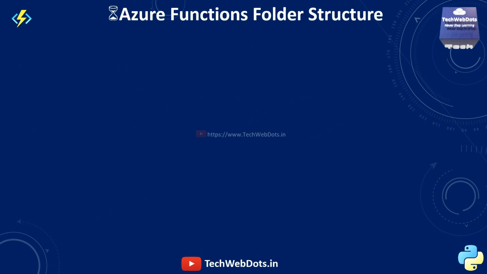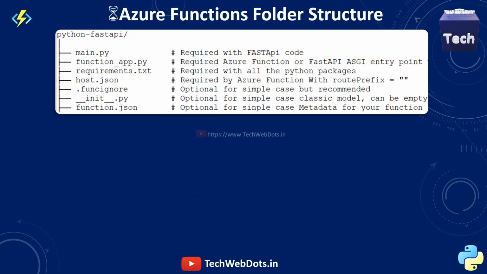So the very first thing, which is very important to understand before jumping into the deployment part, is the folder structure, right? This is the same folder structure that we discussed in the previous session. Some files we have to create that we haven't created yet, for example, our init.py, and another one can be our function.json. But see, these are optional.